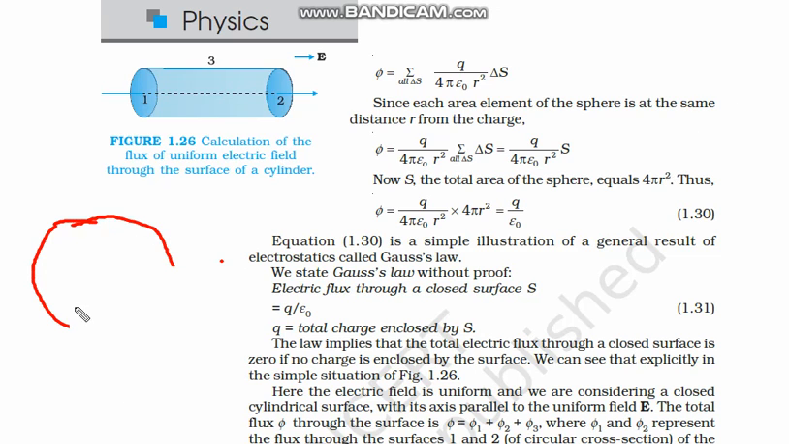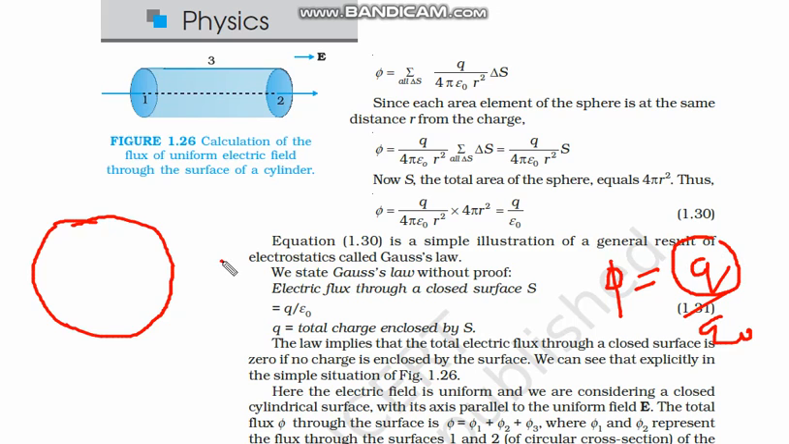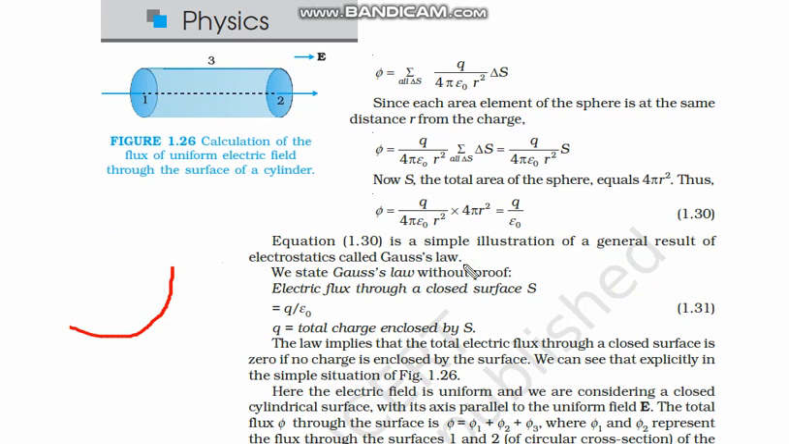then what will happen? That means the flux through this surface should be zero, because this phi is simply Q upon epsilon naught. So if there is no charge enclosed, remember this is the charge enclosed by the surface, this charge must be inside the surface. Here it is not inside, it is outside the surface. If this charge is outside the surface, then the flux should be zero.